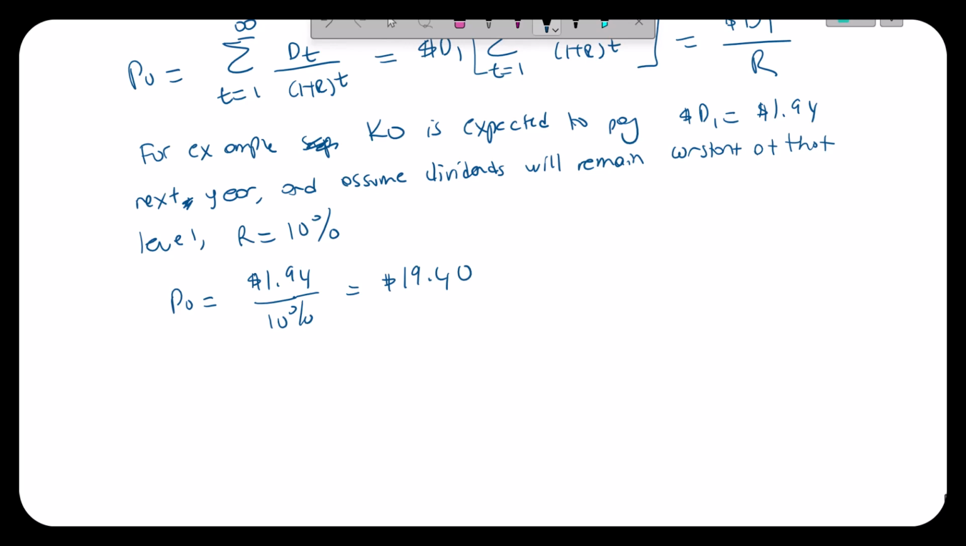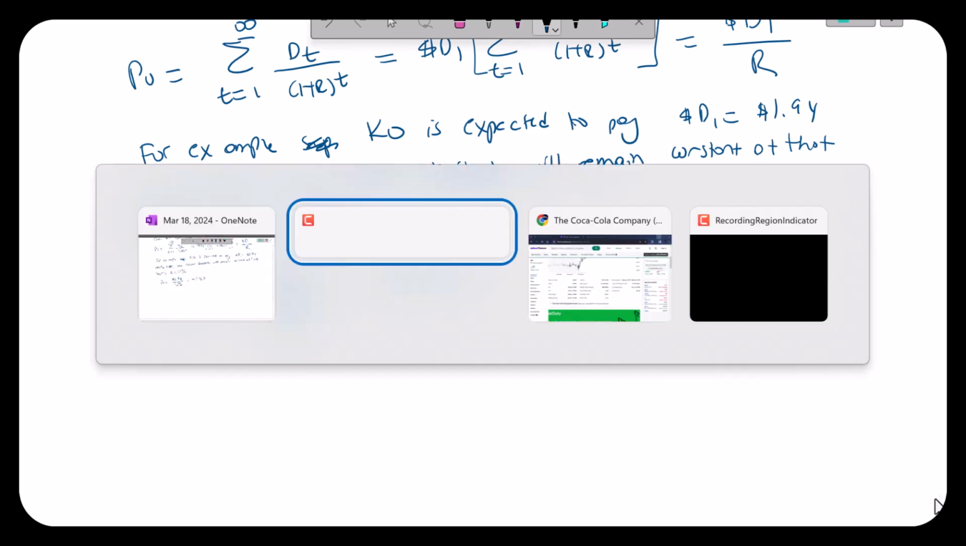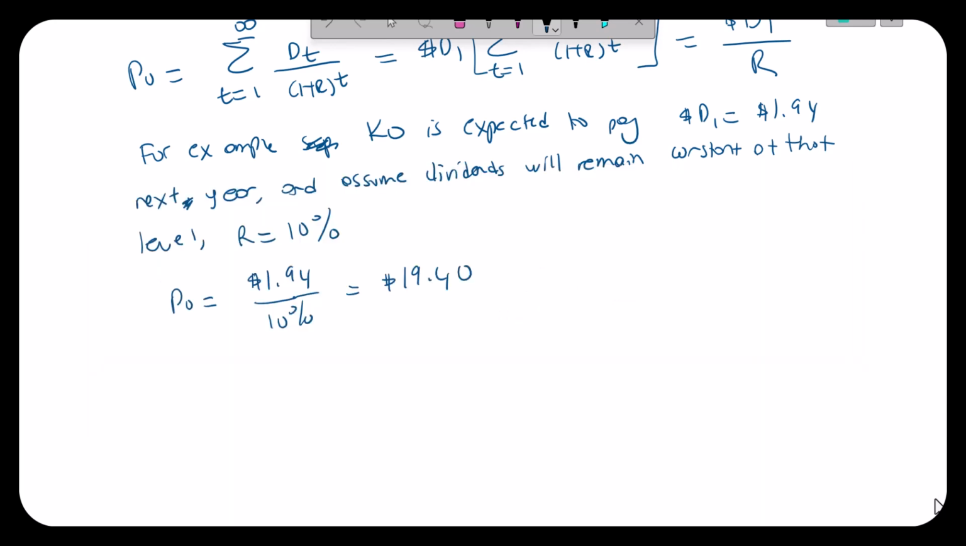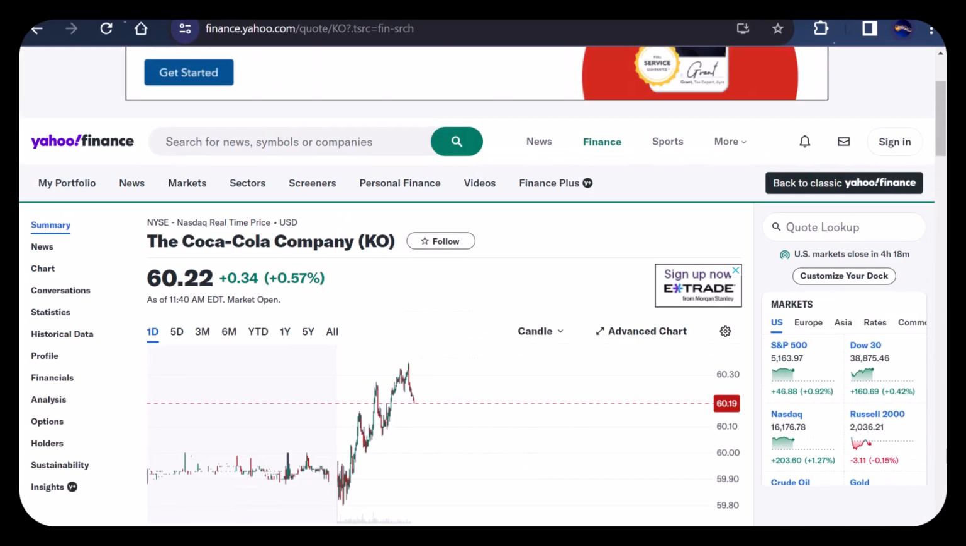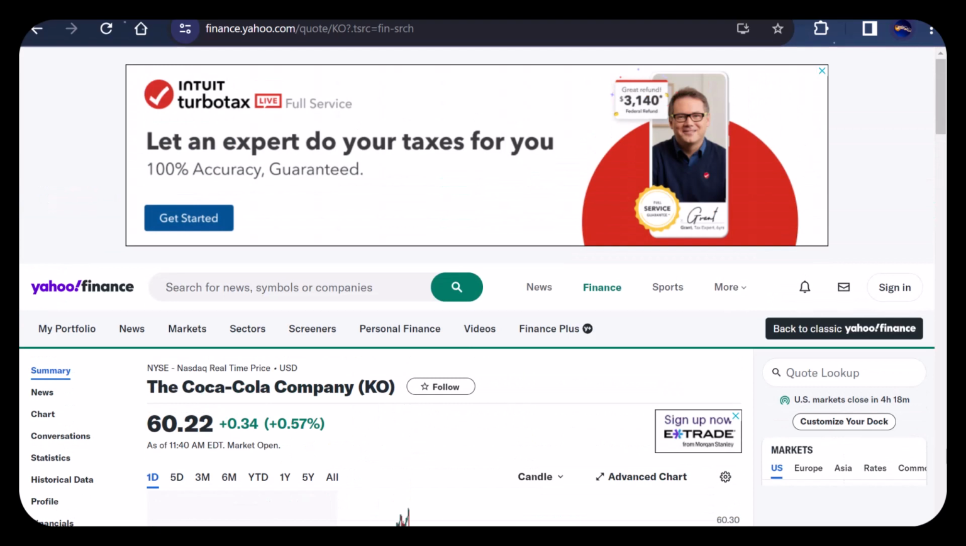Well, what's the price of Coke? $60. So it's probably not the right model, but that's kind of how we would do it.